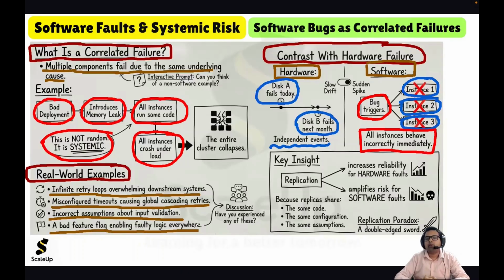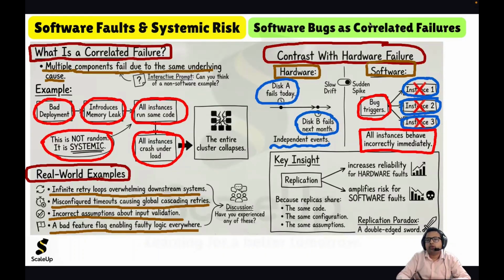So software bugs are correlated failures, and we can see that in all these examples, it is global in nature, wherein it is very easily getting migrated. It is not affecting just the individual node or individual component, rather it is also affecting the other nodes and other components. So it is affecting the entire system as a whole, and hence it is systemic in nature.